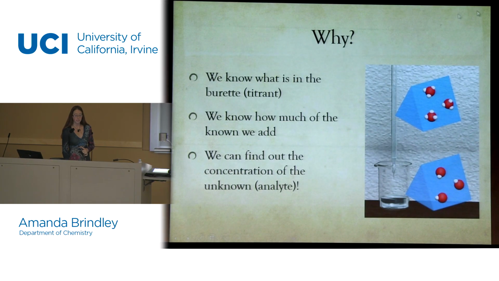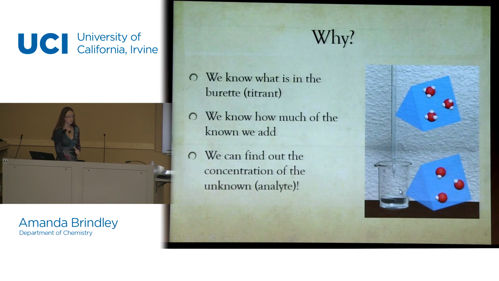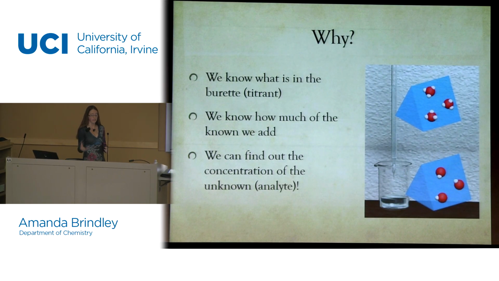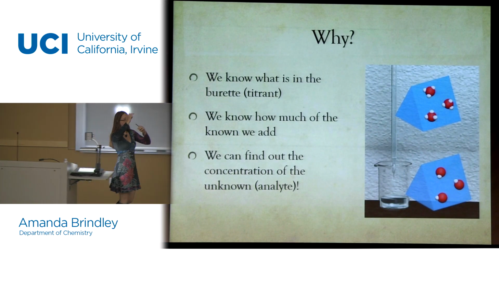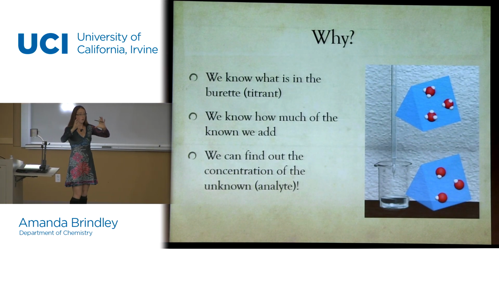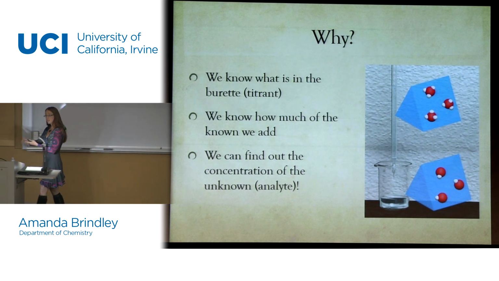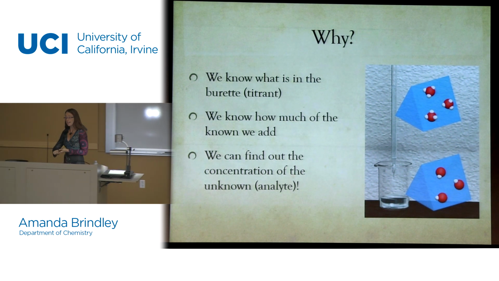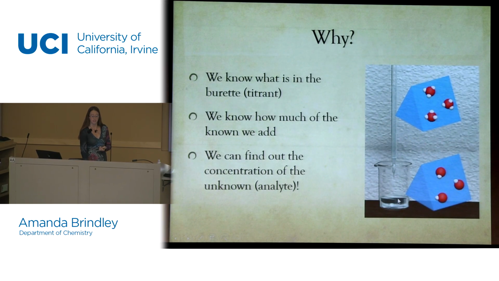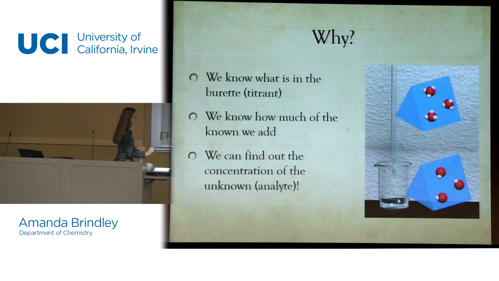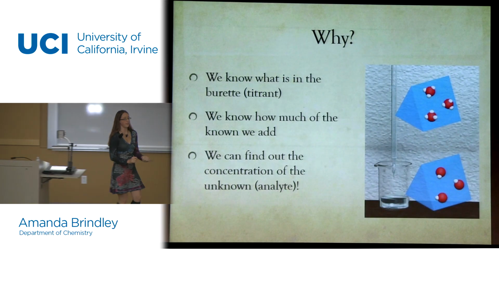We know what's in the burette. This is our known. We don't know what's in our analyte. Okay? So we have our titrant and we have our analyte. And we'll know exactly how much we add. We'll calculate that by just looking at the graduations. From what we know about the burette, what we put in the burette and how much we added, we can figure out exactly how much is in the analyte. That right there is the main goal of the titration.